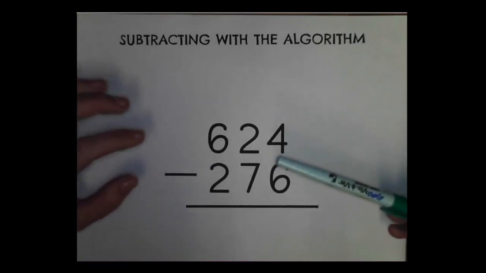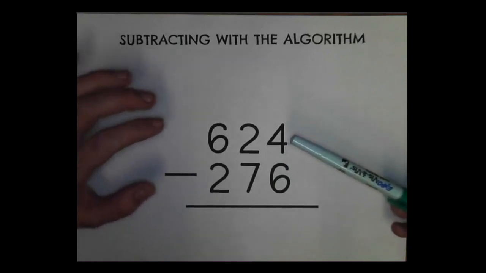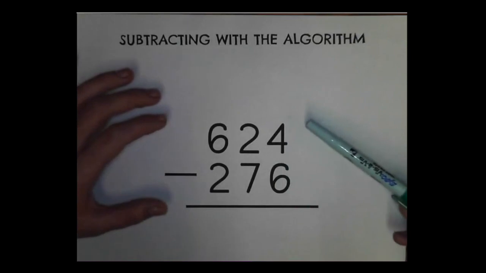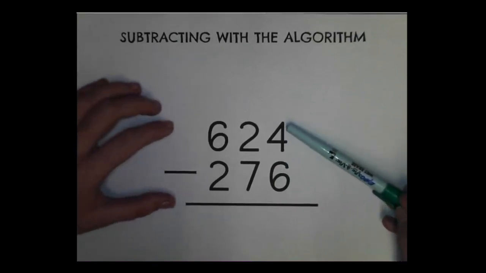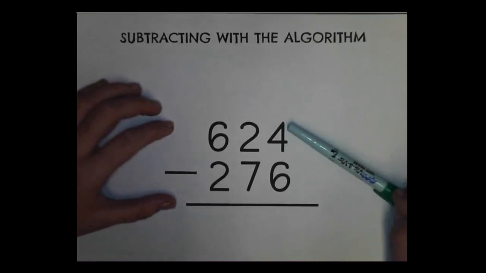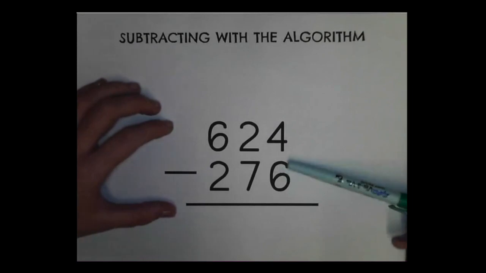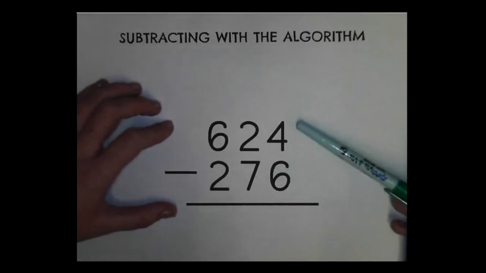So when I start with subtracting with the algorithm, I start with the ones place. The first thing I have to check is to see if the top number is smaller or larger than the number below it. Here, I have 4 over the 6. I can't take 6 away from 4 because I don't have enough. But that doesn't make the problem impossible.